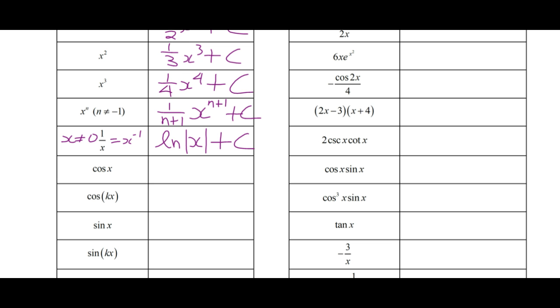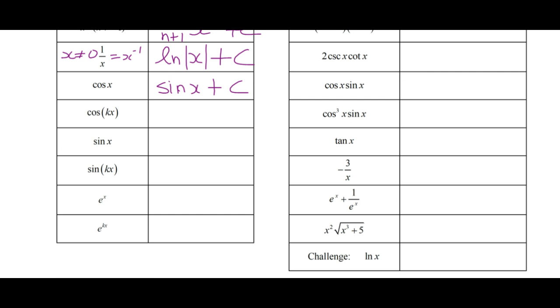Cos x. Whose derivative is cos? Sin x plus c. Now cos kx. Sine of kx, but then what do you have to do? Because of the kx inside, you need to multiply by 1 over k. This is the chain rule, so think of the anti-chain rule. We will learn the anti-chain rule. But sine kx plus c is a good starting point.